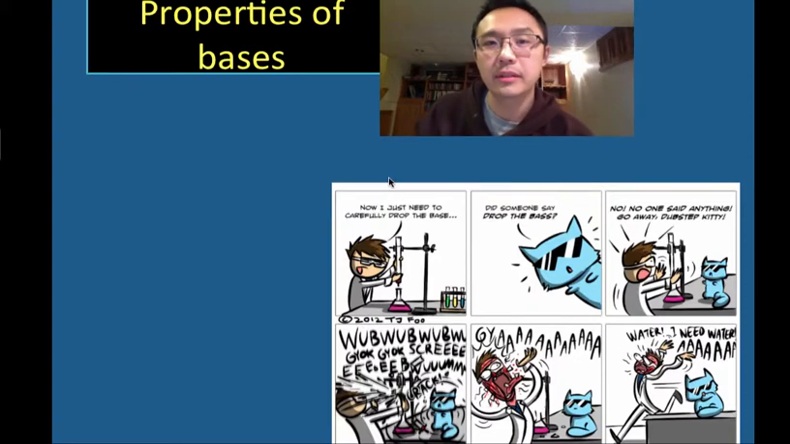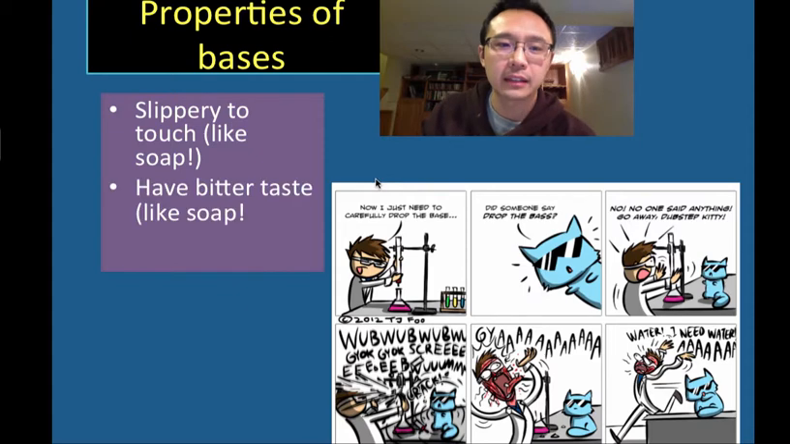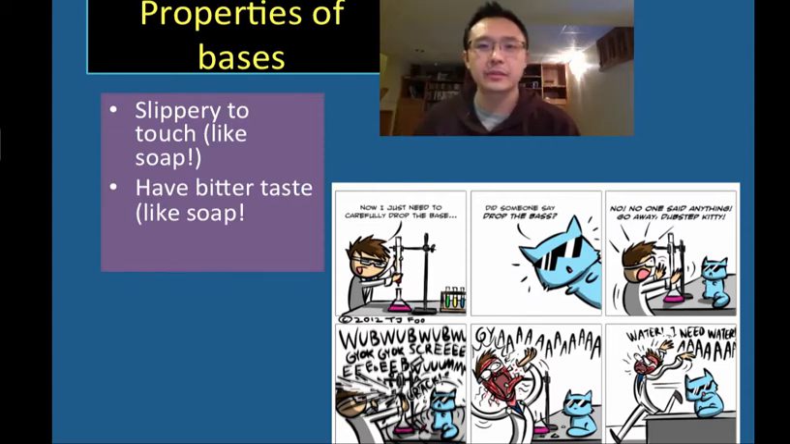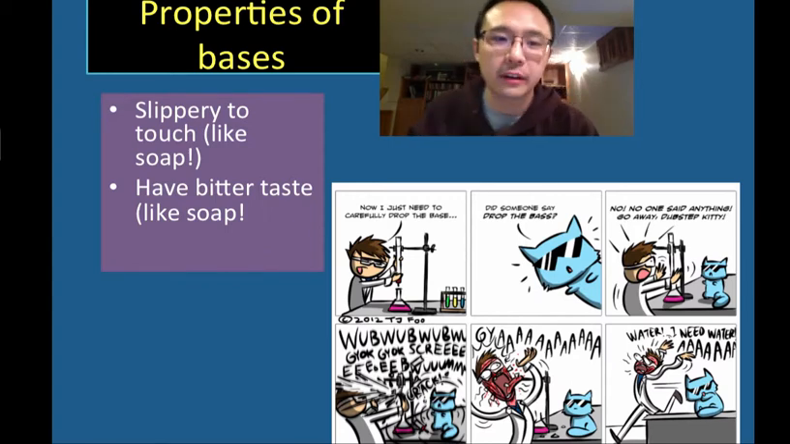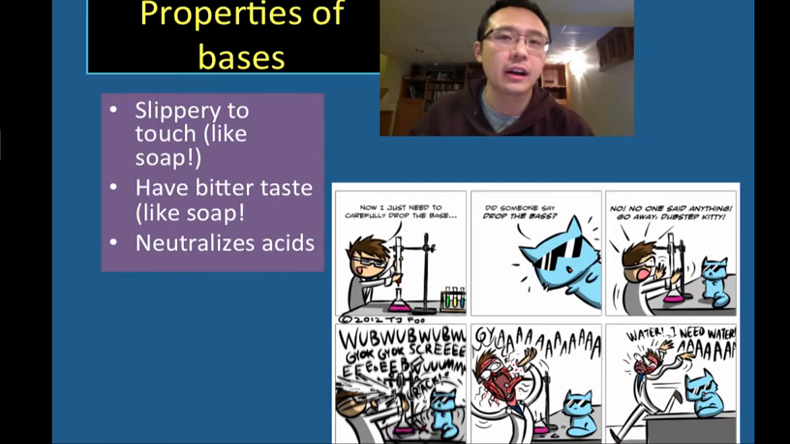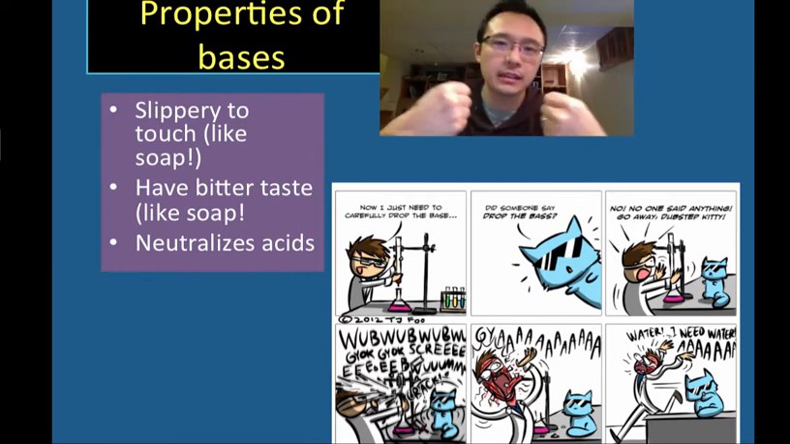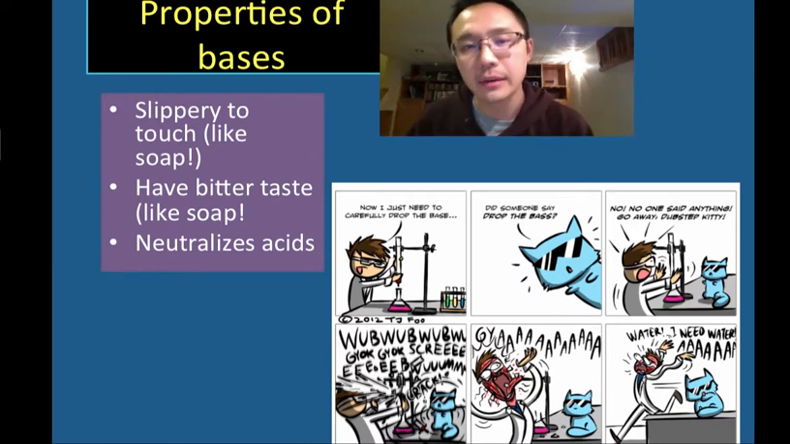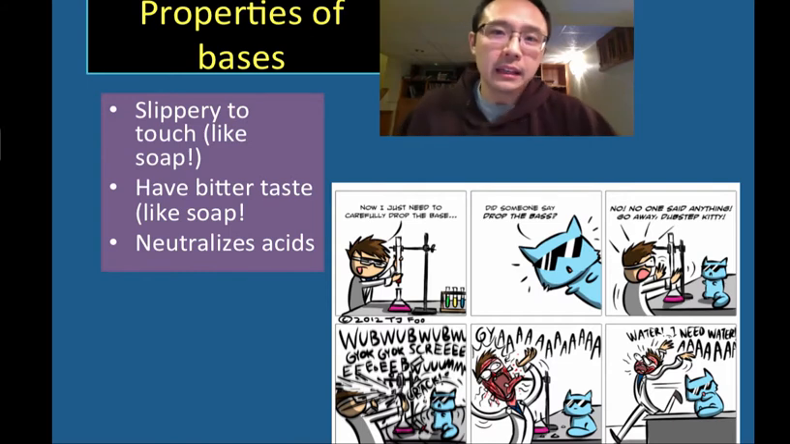So what are properties of bases? A little bit different. Instead of tasting sour, it's going to have a bitter taste, and it's also going to have a slippery, soapy feel to the touch. So your soap is kind of basic. That's a property of base, and obviously it neutralizes acids, because if acids can neutralize base, base can neutralize acids as well.